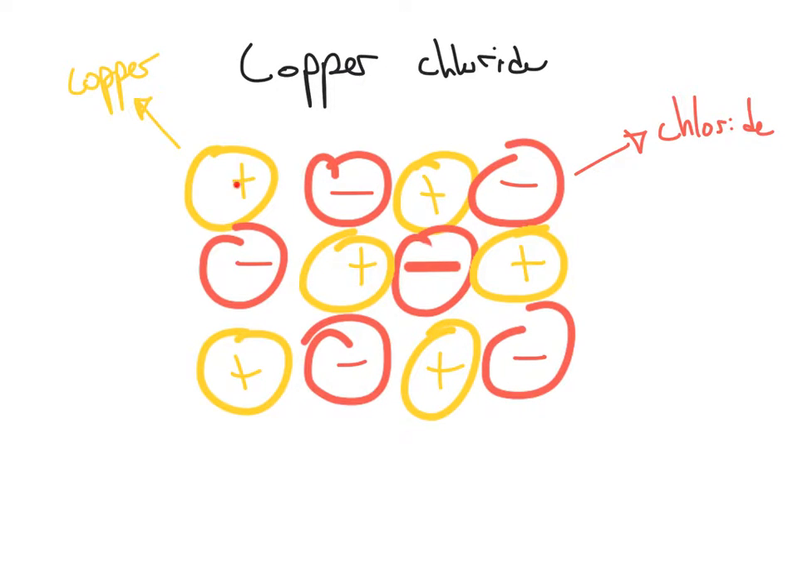where we have a positive ion, a negative ion, positive ion, negative ion, and that's what we call our lattice structure. In this drawing, I've color-coded it where the negative circles represent a single chloride ion and the positive gold circles represent a copper ion.